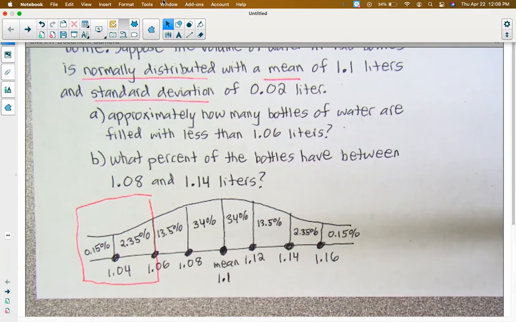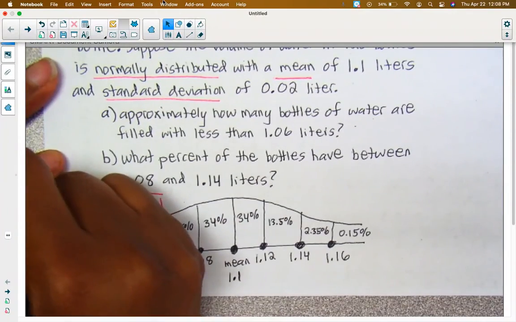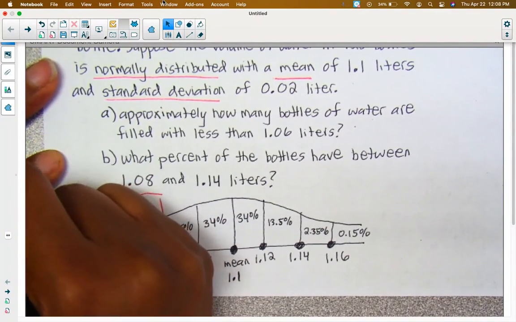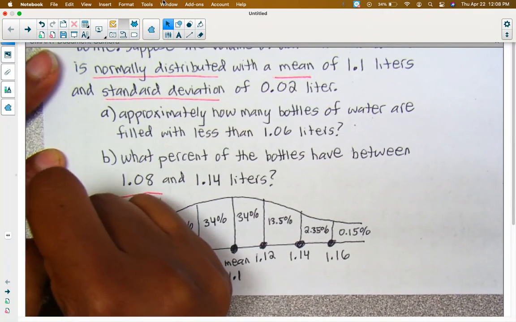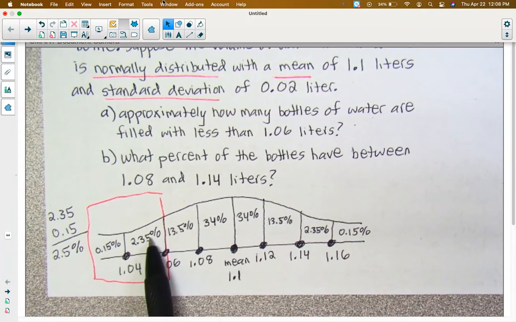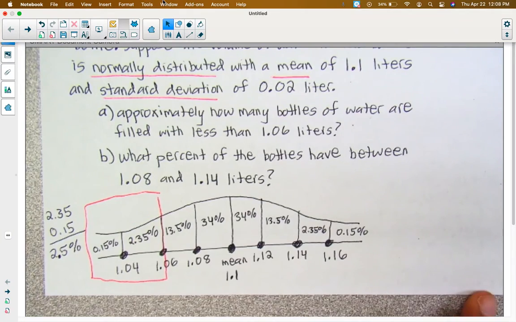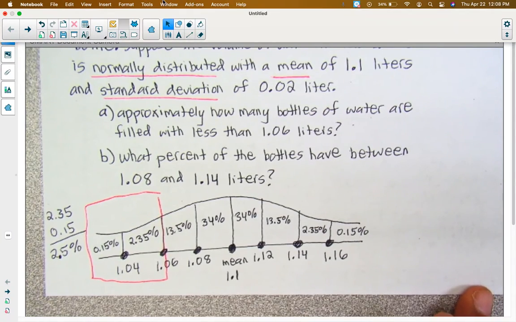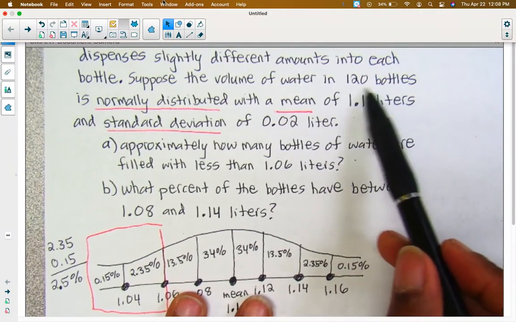Now it says approximately how many bottles of water are filled with less than 1.06 liters. So I'm going to add these percentages together, which we did in the previous problem, but I want to show that step again just for studying purposes. So I got 2.5%. So this space here is 2.5% when I add it together. I don't want to know about percentage. I want to know how many bottles exactly. So my total bottles up here in the problem is 120. So there are 120 bottles total.